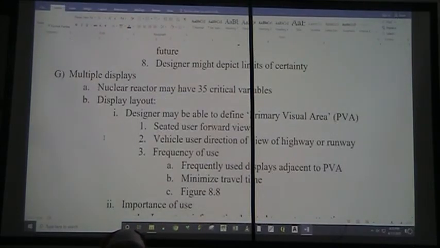All right, well, what about when we're talking about multiple displays? A nuclear power plant can have 35 critical variables, all of them critical. So, in our display layout, we have to be able to define what is the primary visual area, or PVA. Right, and we can do that in a number of ways. First of all, if we have a seated viewer, the forward view is going to be their primary visual area.